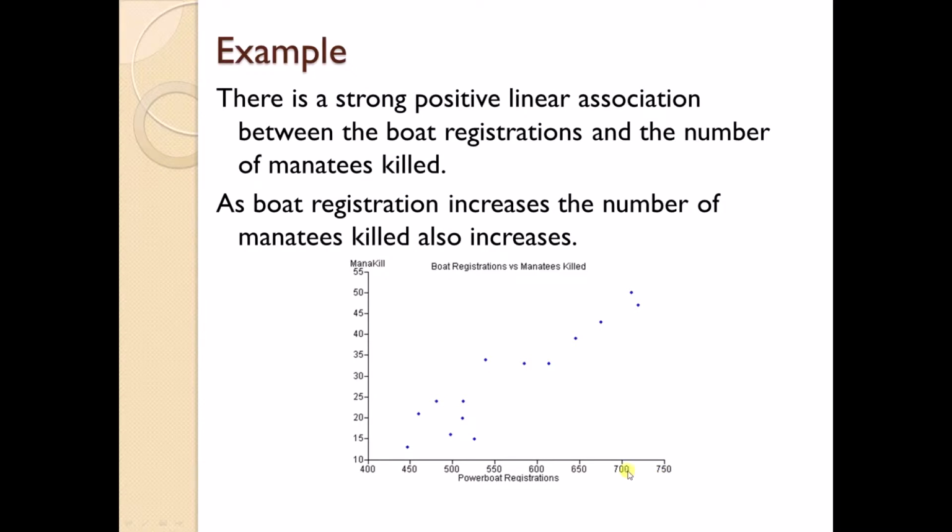Okay? So this is a fairly strong positive linear association between boat registrations and the number of manatees killed. See how I used the context? And here's the nature. As boat registrations increase, the number of manatees killed also increase.